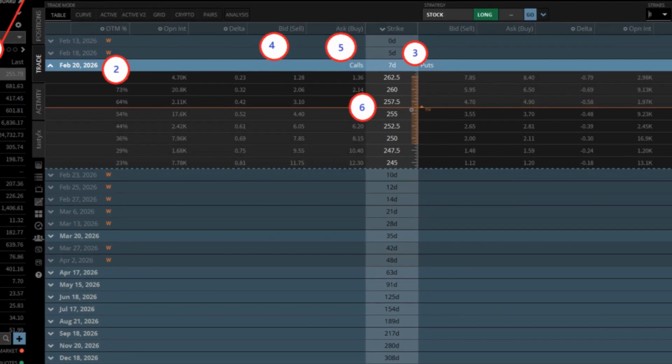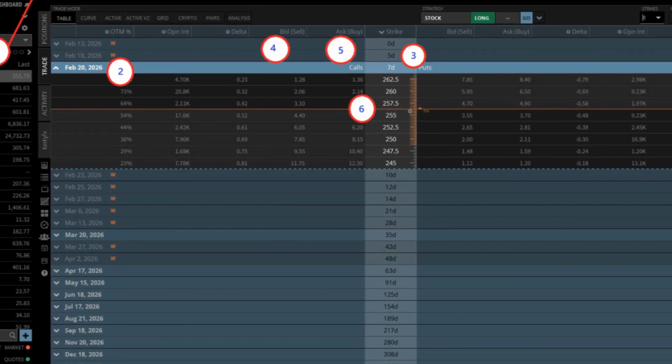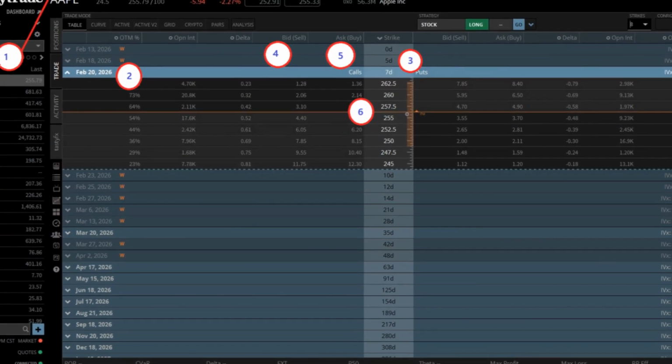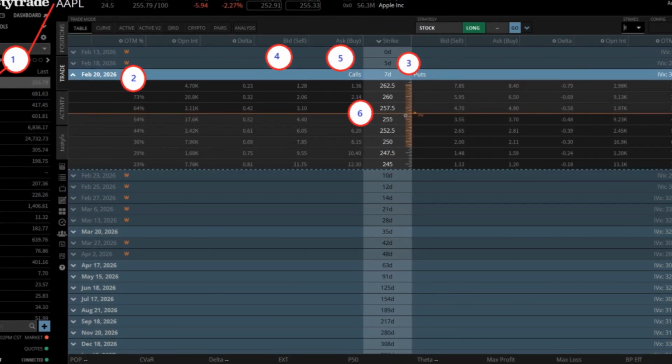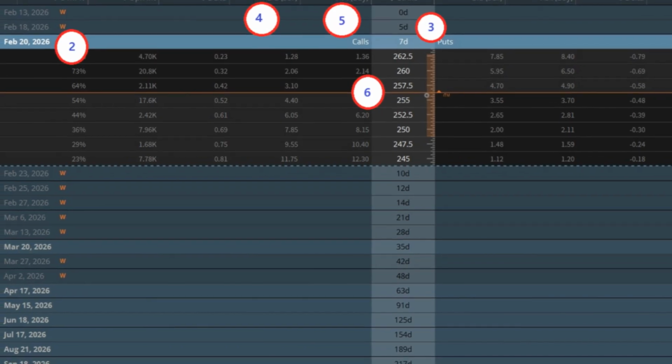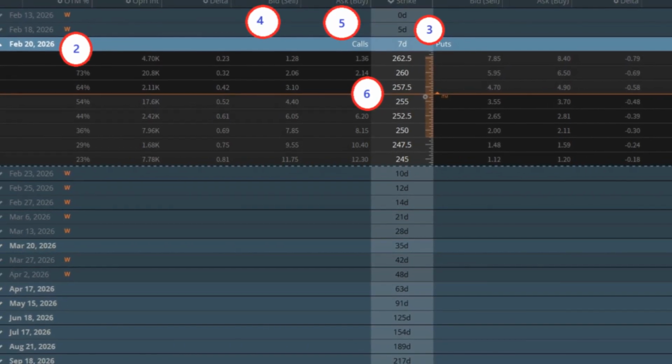5. Ask price. What it is: the lowest price a seller is willing to accept. Why it matters: this is your entry price when buying a call. How traders use it: cost calculation, position sizing, break-even planning. You always buy at the ask.